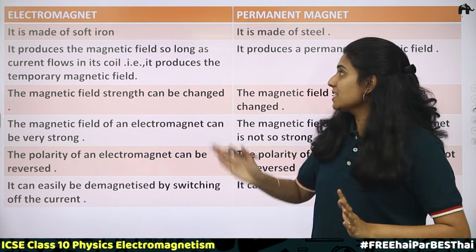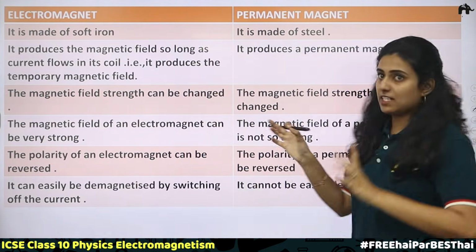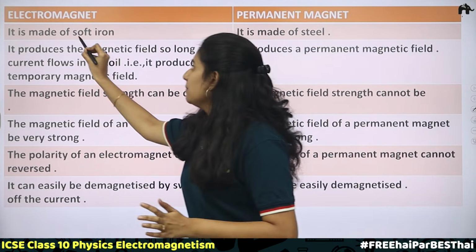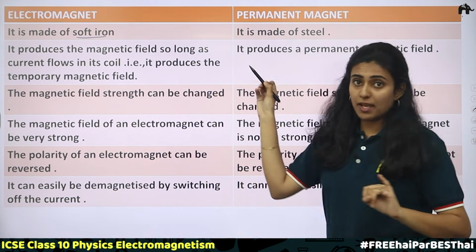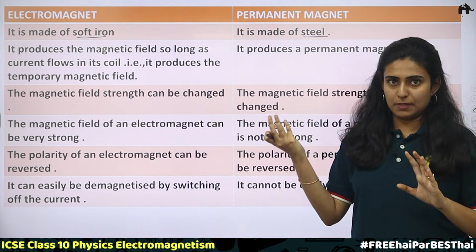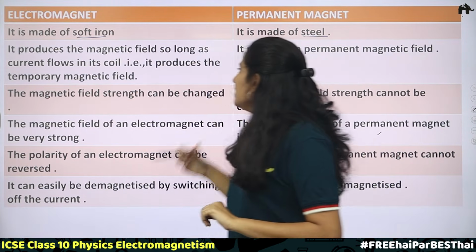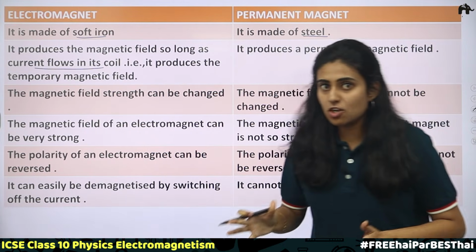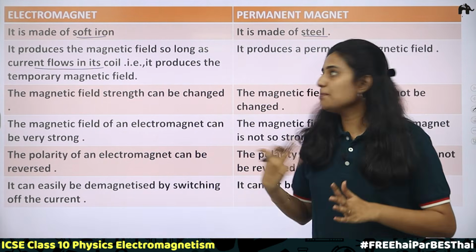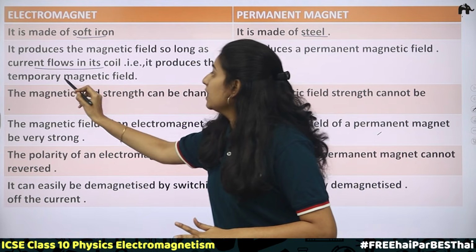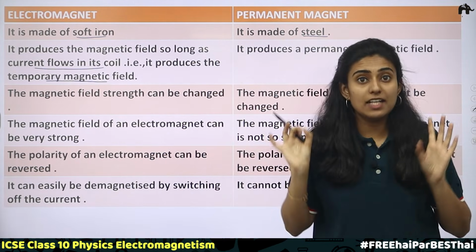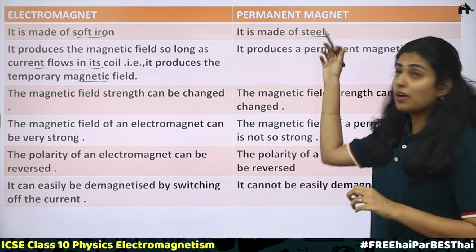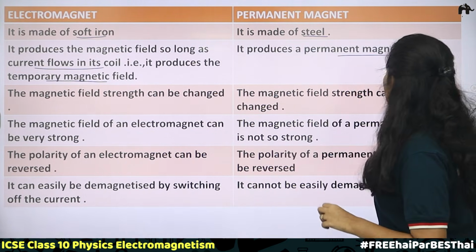Now let us make a comparison between an electromagnet and a permanent magnet. We studied what an electromagnet is and what a permanent magnet is. First point, an electromagnet is made up of soft iron. What is a permanent magnet made up of? It is made up of a steel piece. Second, an electromagnet produces a magnetic field so long as current flows in its coil. Once current stops, it can no more act as a magnet. There is only a temporary magnetic field produced, so it acts as a temporary magnet. Now the second, in case of a permanent magnet, it produces a permanent magnetic field.